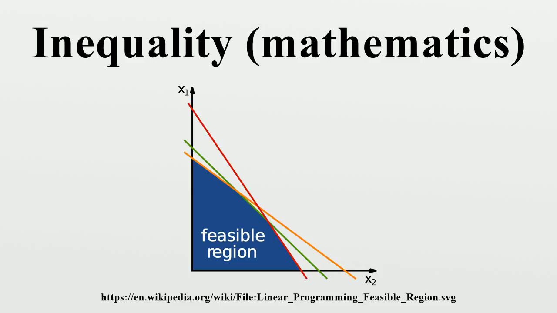Applying a function to both sides. Any monotonically increasing function may be applied to both sides of an inequality and it will still hold. Applying a monotonically decreasing function to both sides of an inequality means the opposite inequality now holds.